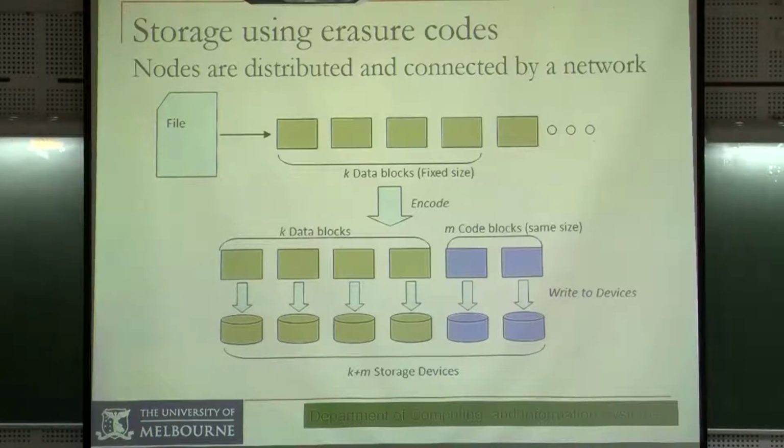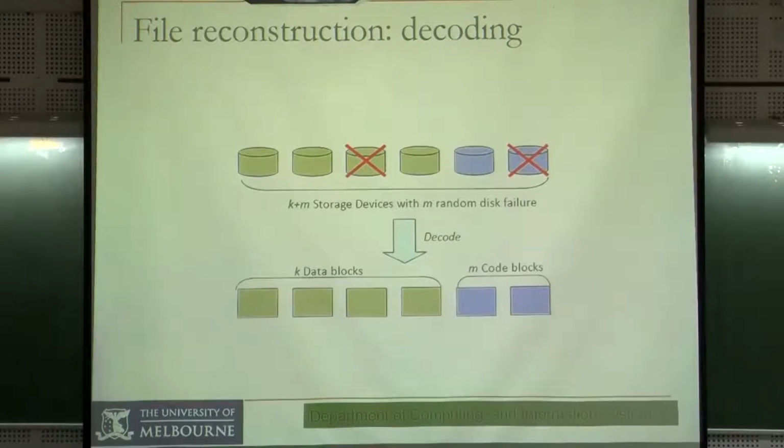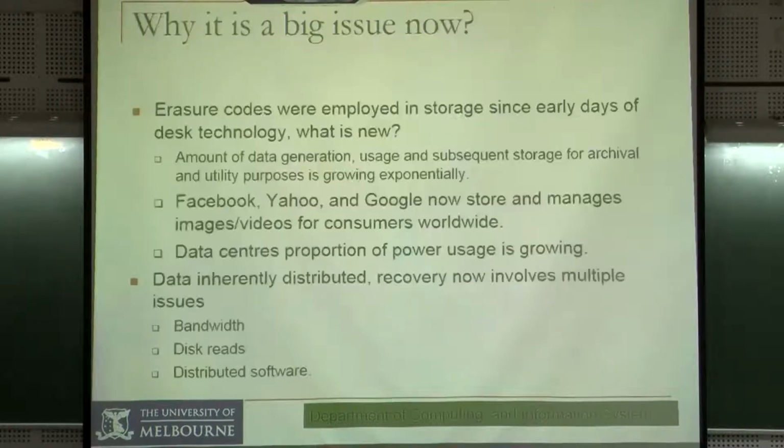So how does file reconstruction work? For example, if the k by m storage devices are there and some nodes have failed, you decode and recreate the lost bits using the information available in the parity nodes. But this is already there. So what is the big issue now? Erasure codes were employed in storage devices in the early days of disk technology, so what's new? This is a fair question.